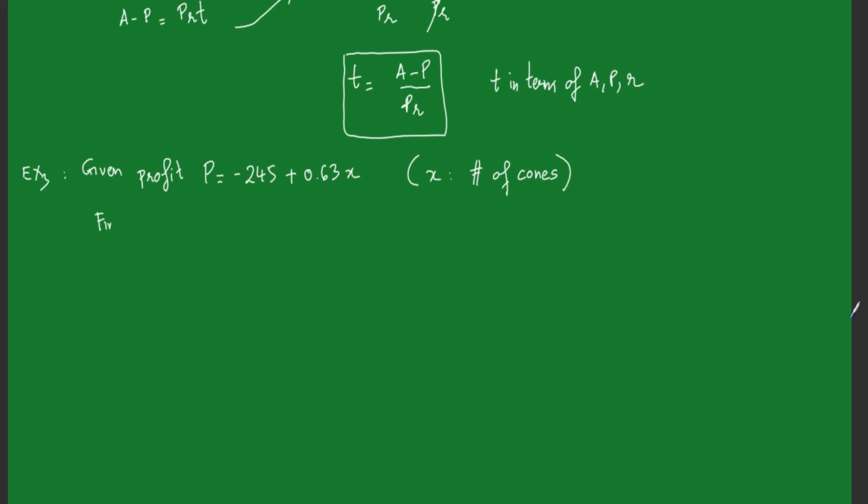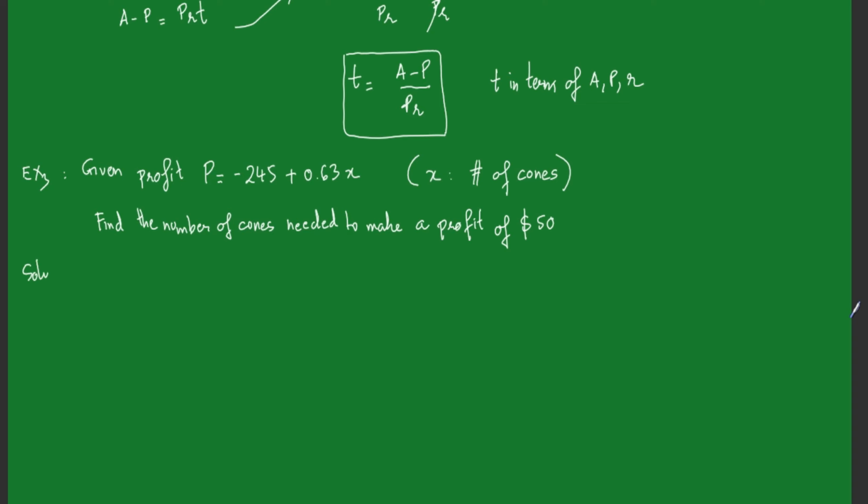And the question is, find the number of cones needed to make a profit of $50. All right. So how are we gonna do this?